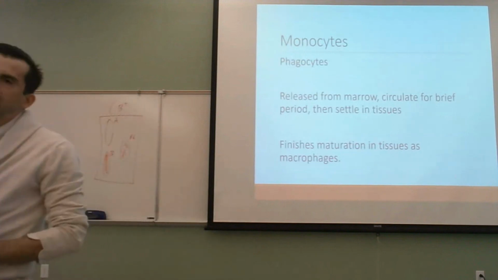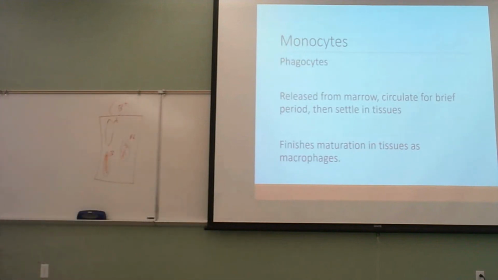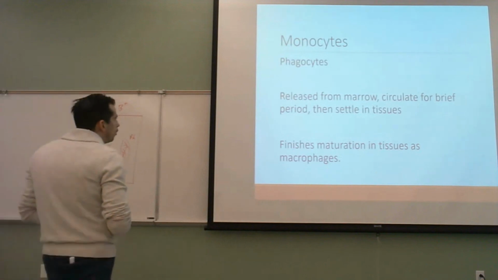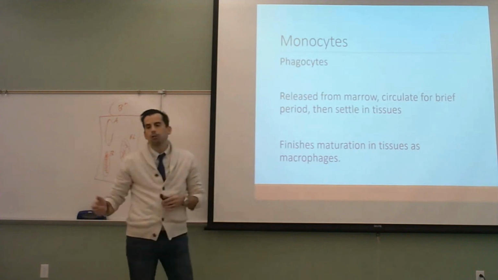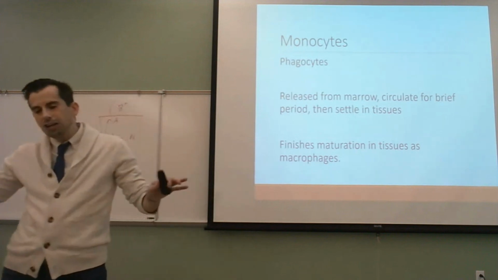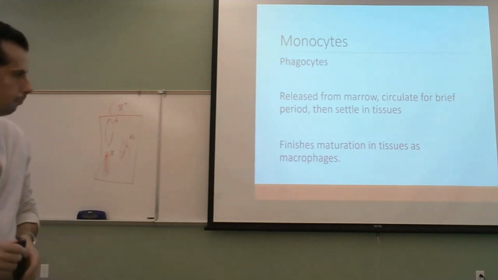The monocytes are also phagocytic specialists. And they mature in a little bit of a different way. They're going to be released from the bone marrow, circulate throughout the body briefly, then they lodge in the tissues where they finish their maturation.